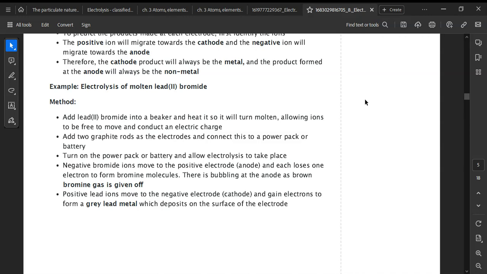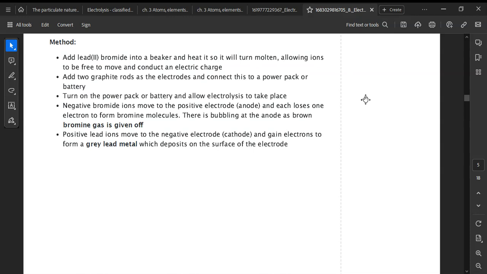Negative bromide ions move to the positive electrode, the anode, and each loses one electron to form bromine molecules. There is bubbling at the anode as brown bromine gas is given off. Positive lead ions move to the negative electrode and gain electrons to form a gray lead metal which deposits on the surface of the electrode.